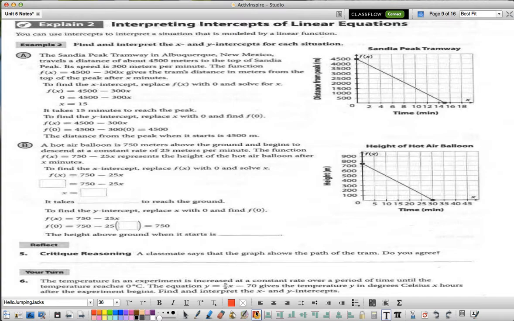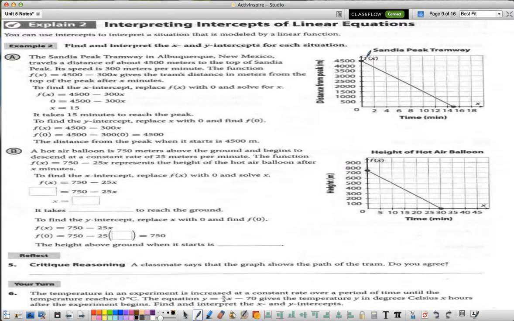So in this case, when you look at the graph, you know that your y-intercept is right here. Your y-intercept is (0, 4,500). Okay, so what that means is at 4,500 meters, the tram has not moved at all. I don't want to say it hasn't moved at all because we're talking about time. So when it has not started its descent, the tram was at 4,500 meters.